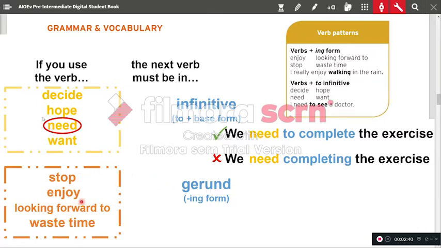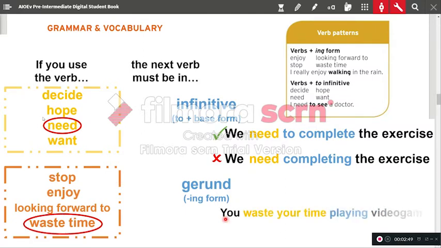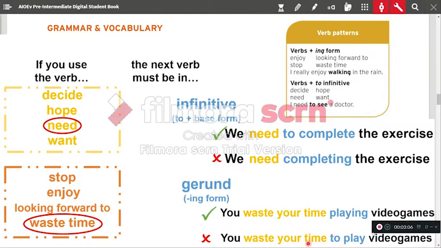All right. Then if we choose one verb from here, like waste time, we can write a sentence like you waste your time playing video games, and this is correct. You are saying waste your time and playing is in gerund, but you cannot say you waste your time to play video games. This is incorrect because this is not gerund. All right, and that's it about this topic. You need to remember that these verbs are followed by an infinitive verb and these verbs are followed by a gerund verb. If you remember that, this topic is gonna be super easy for you.